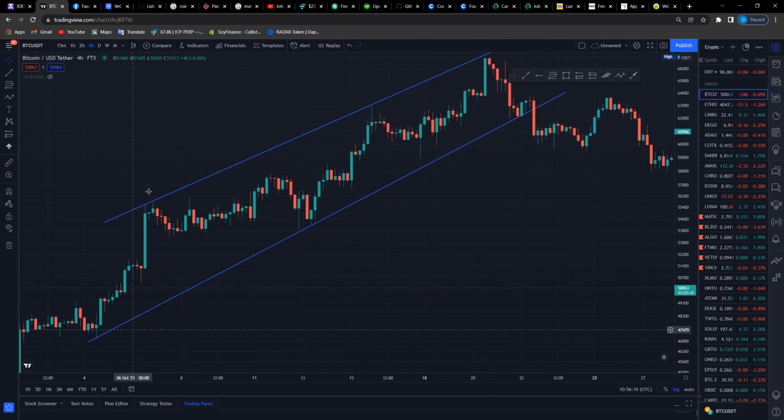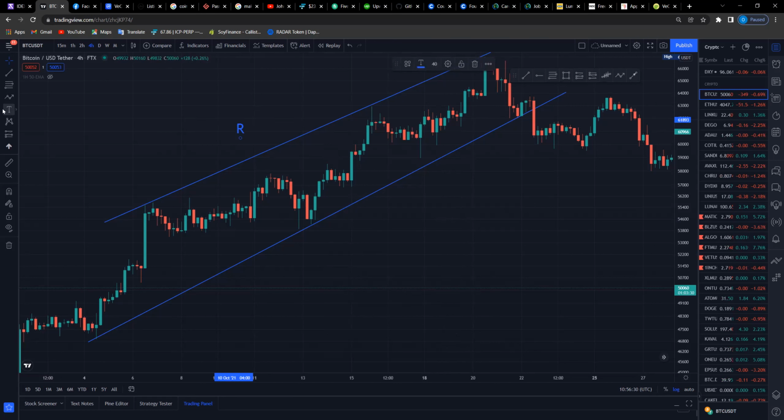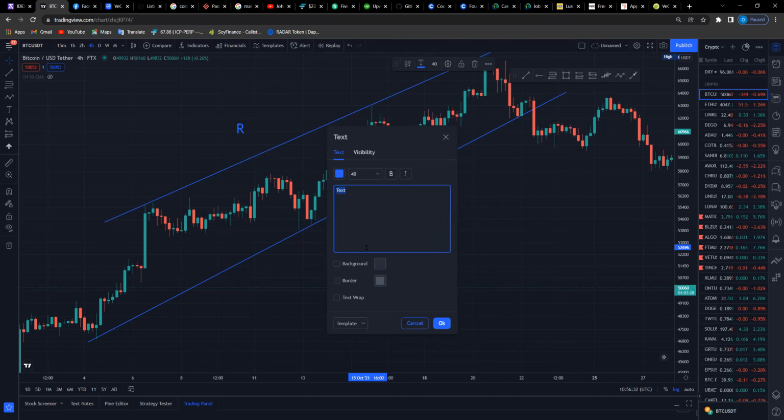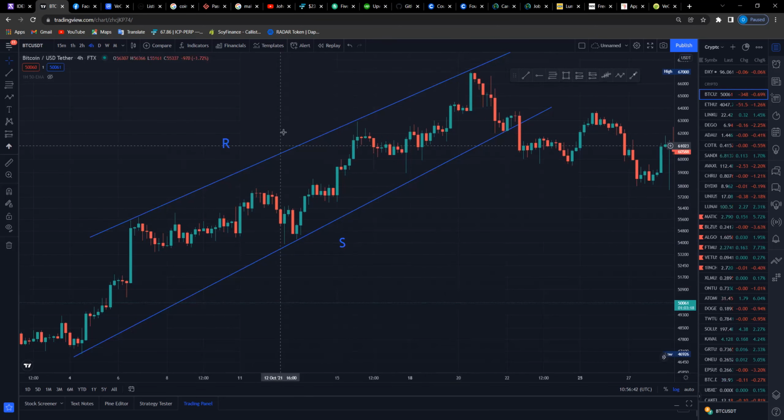So this is a resistance here. Anybody can call it any name, but that's the name I'm giving. That's a resistance there, and I have a support here also. So I call it the roof and the floor.